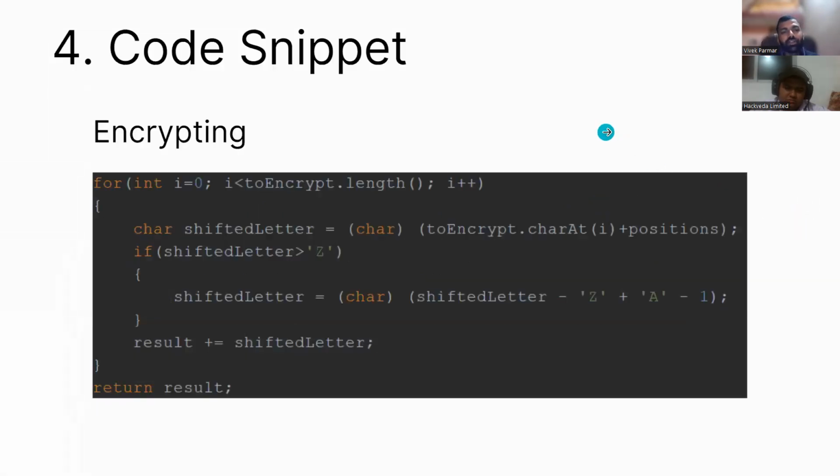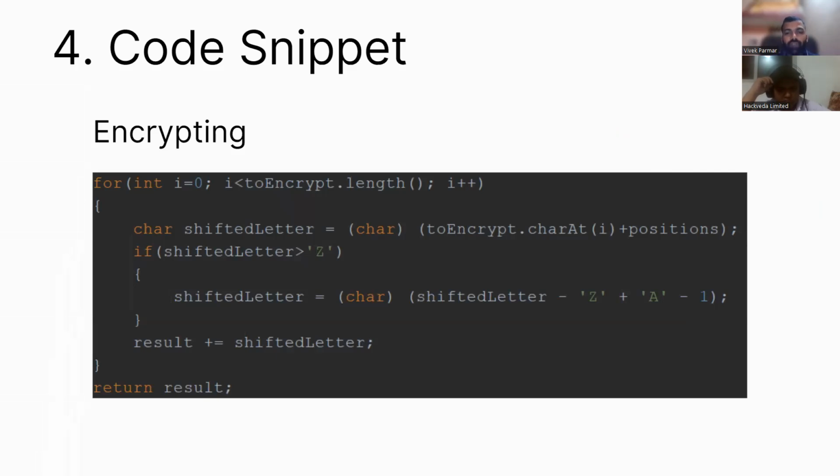So here is the encryption code for Caesar cipher. I have used a for loop to go through each letter of the message. In the second line, I have used char type to store the shifted letter. In the next line, I have used an if condition to check if the ASCII value of the shifted letter is greater than the ASCII value of Z, then the following code will run.